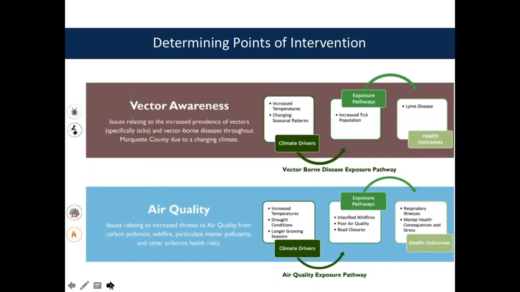So from those four overarching themes, we developed some exposure pathways, which you can see here, that described how climate change impacts that the community identified could directly and indirectly lead to negative health effects. And this also helped us start mapping out areas or points where we could create adaptations to intervene between the climate impacts and negative health outcomes.